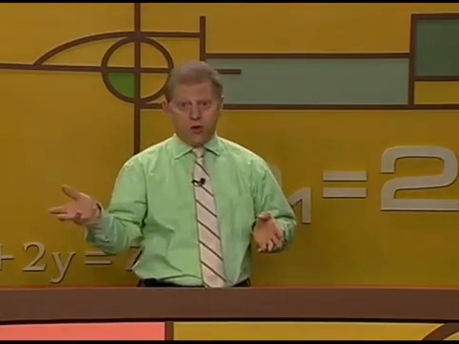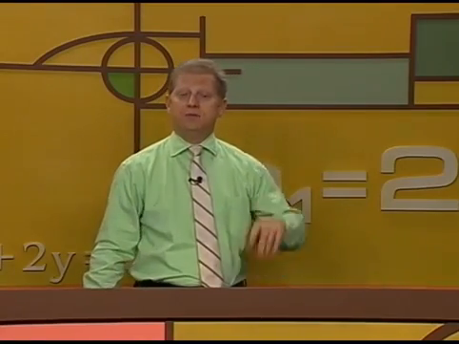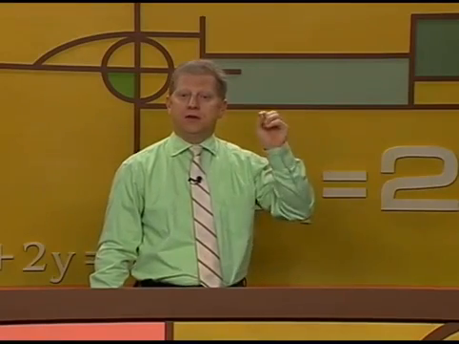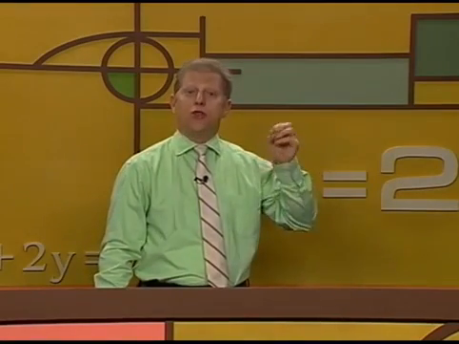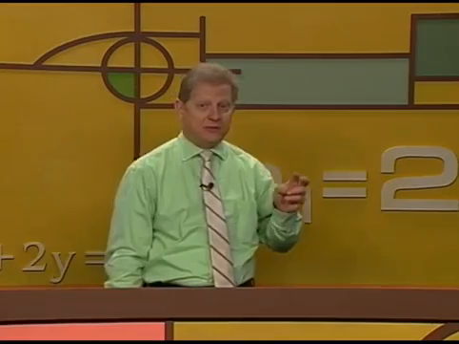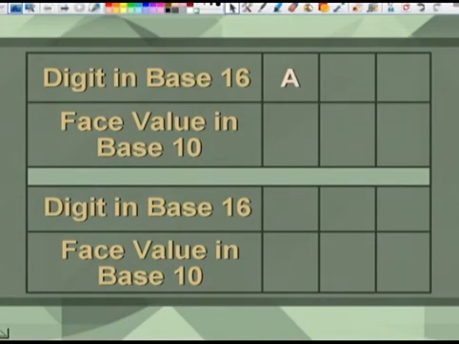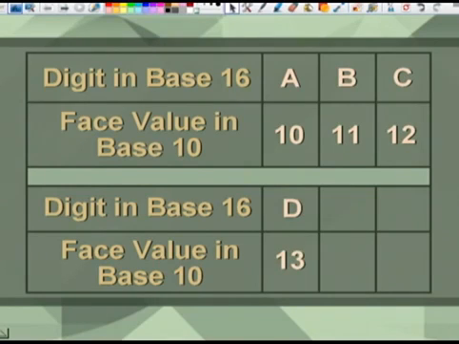If you don't use numerals, what else do you know that we could use? Yeah, letters. So 10 becomes A, 11, B, 12, C, 13, D, 14, E, and 15, which is our highest in base 16, is going to be F. Here's the chart on that. The digit in base 16, A means 10, B is 11, C is 12, D is 13, E is 14, and F is 15.